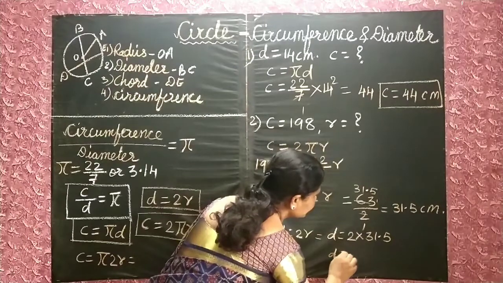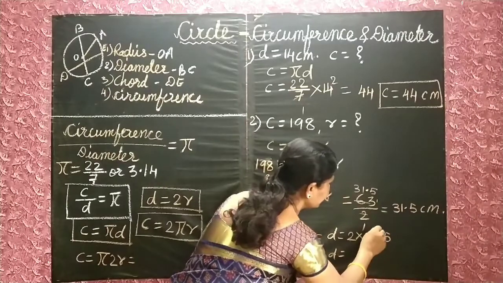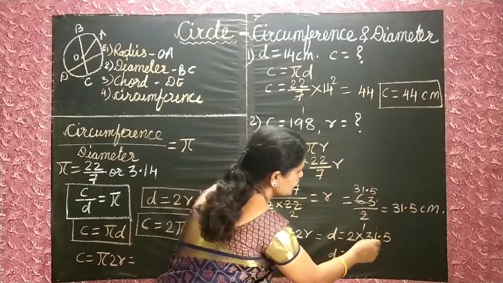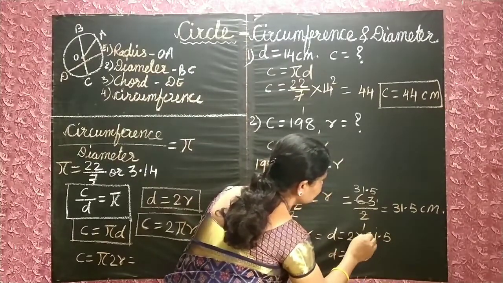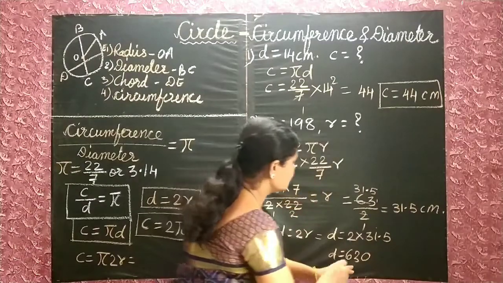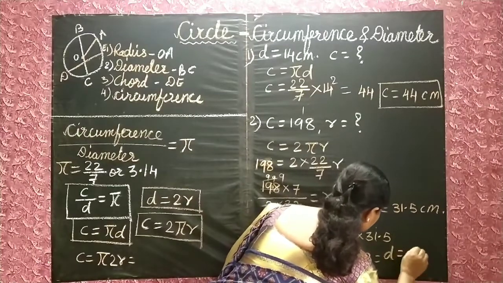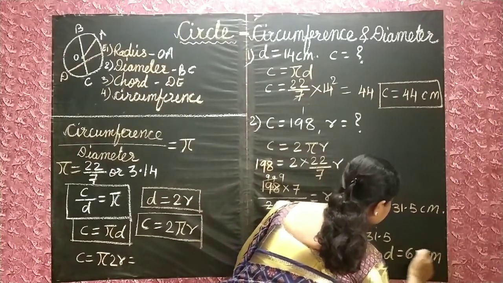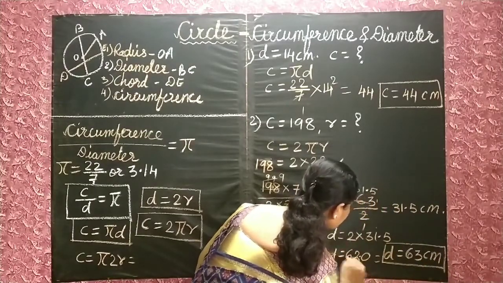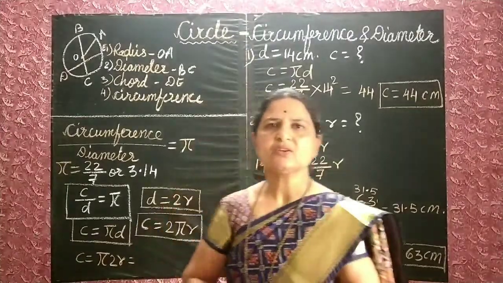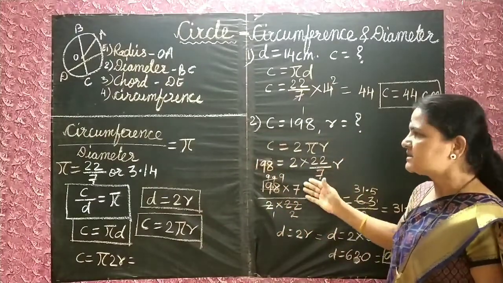So diameter is equal to this: 5, 2 fives are 10, 1 carry. Then 2 ones are 2 and 1 makes 3. Then 2 threes are 6. So it is a 6. Again here we have to put the point, so diameter is equal to 63 centimeter. Okay students, in this way, with the help of this formula, we can solve different types of sums.